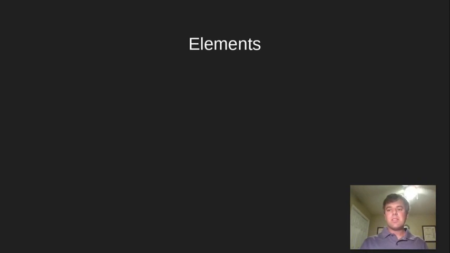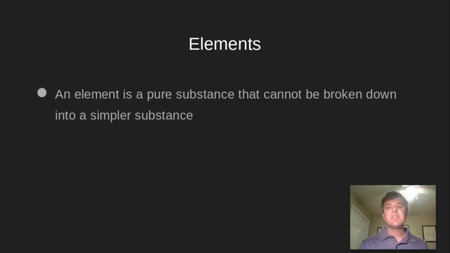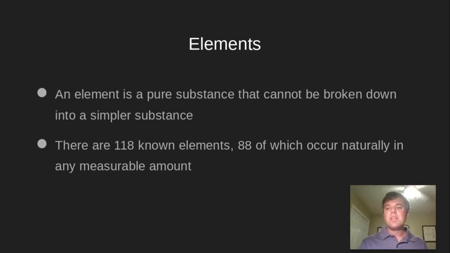So, next, we're going to talk about elements and atoms and all that good stuff. So, an element is a pure substance. It's made up of one type of thing. You can't break it down into anything simpler. There are, as you may or may not know, 118 elements that have been discovered so far. 88 of them occur naturally on Earth in any measurable amount.